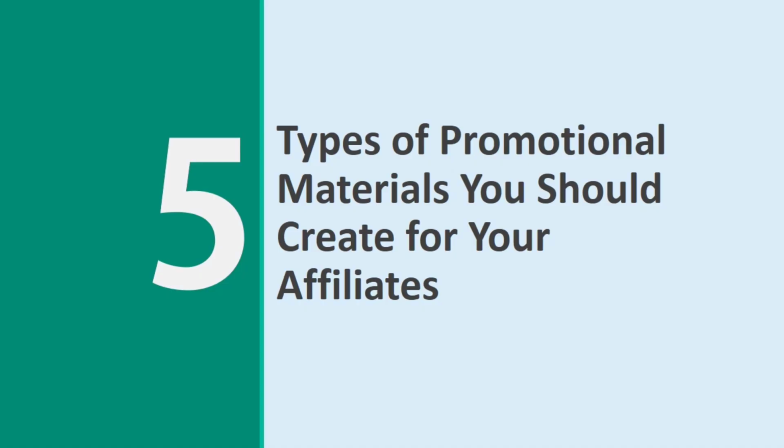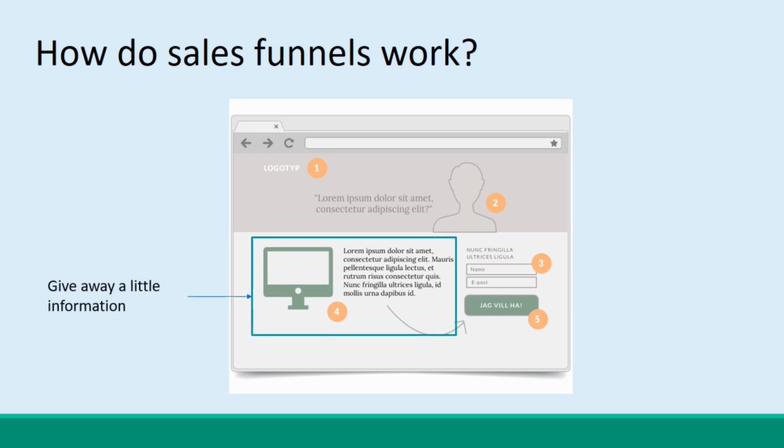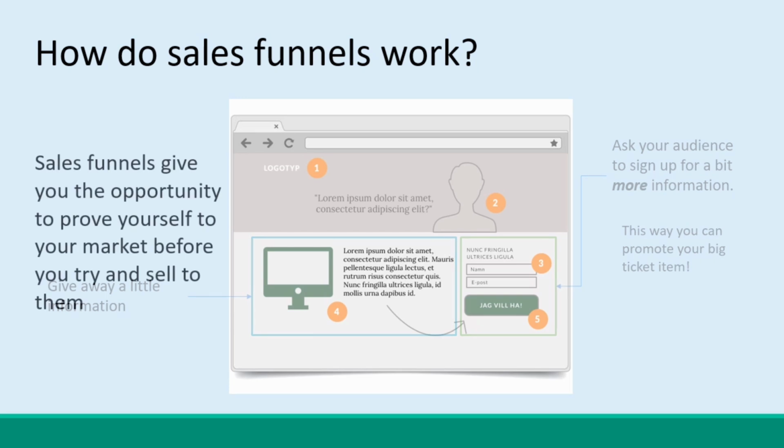5 types of promotional materials you should create for your affiliates. Most people watching this presentation will know a little bit about internet marketing, and so no doubt you know how a sales funnel works. The concept is simple. You give away a little free information. Then you ask your audience to sign up for a bit more information. Then you maybe get them to pay for a little more, and that's when you promote the big-ticket item.